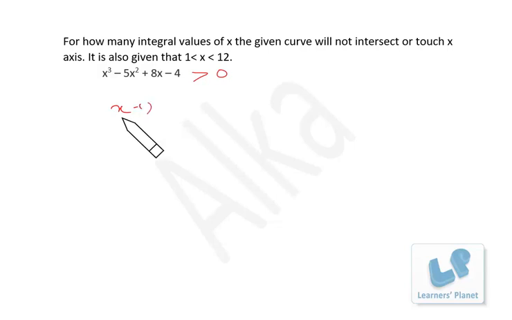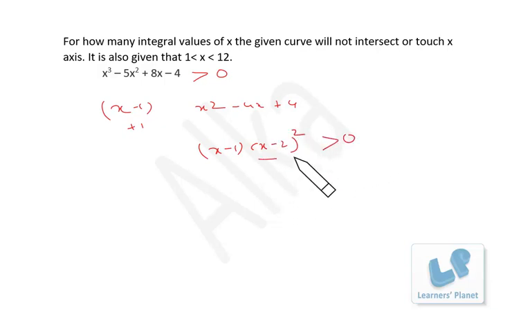So x minus 1 is a factor. Then x square, 1 minus 5 is minus 4, minus 4 plus 8 is plus 4, and then it is 0. So here it is x minus 1, x minus 2 whole square, and we want it to be greater than 0. So again you can skip x minus 2 since it is a perfect square, so x should be greater than 1, right? But we have been given that x can take values from 1 to 12, and we want x to be greater than 1. So how many values can x take? From 2 to 11.